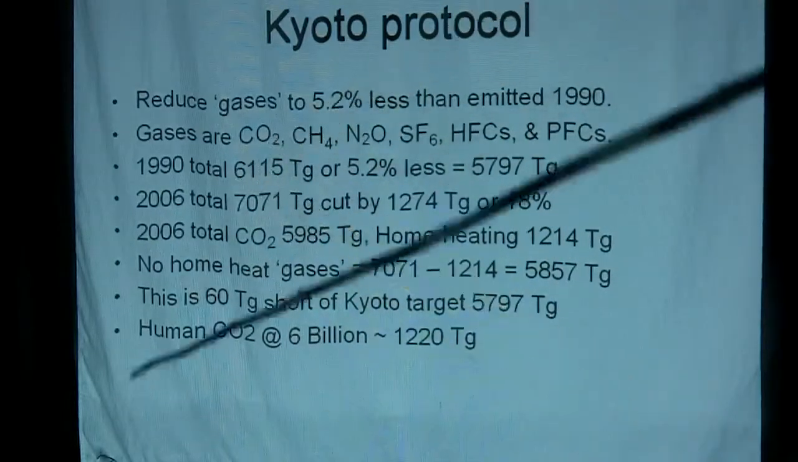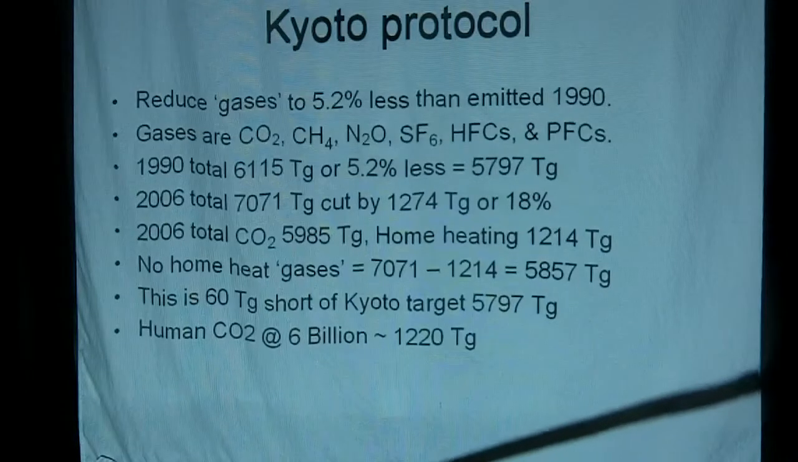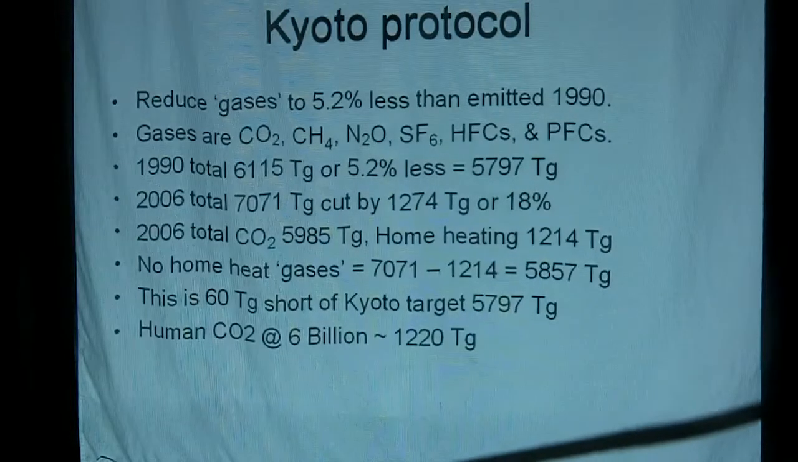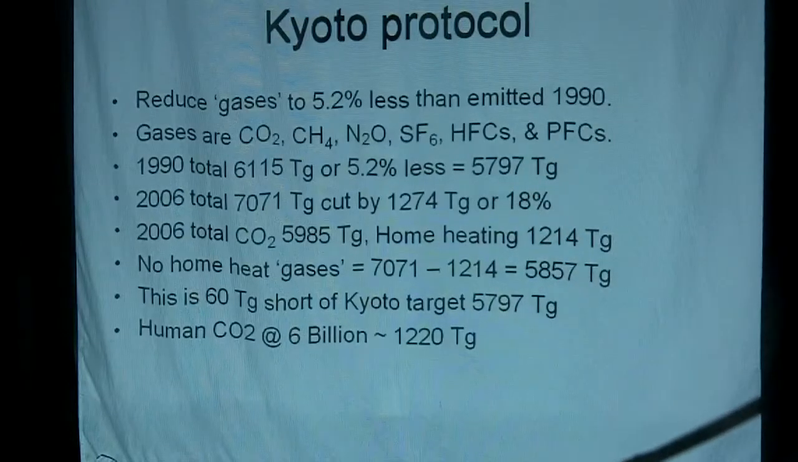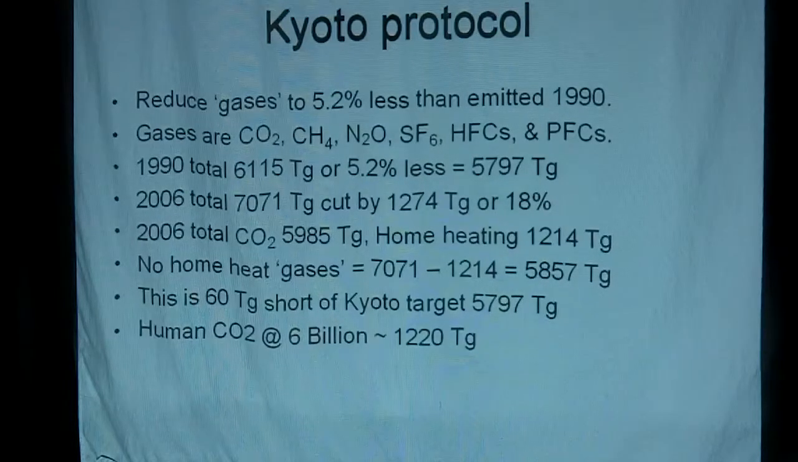And in 1991, there was 6,115 teragrams of heat-trapping gases. And 5.2% less than that would be 5,797 teragrams. And I might add at this point that the IPCC, the Intergovernmental Panel on Climate Change, their only way to correct for the rising CO2 is to stop burning fossil fuels. And we'll see in later parts of this lecture that there are other options.